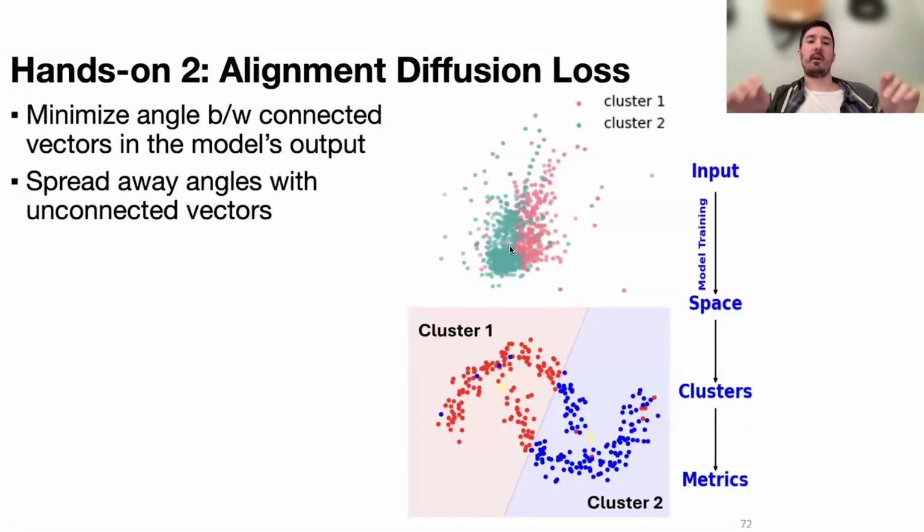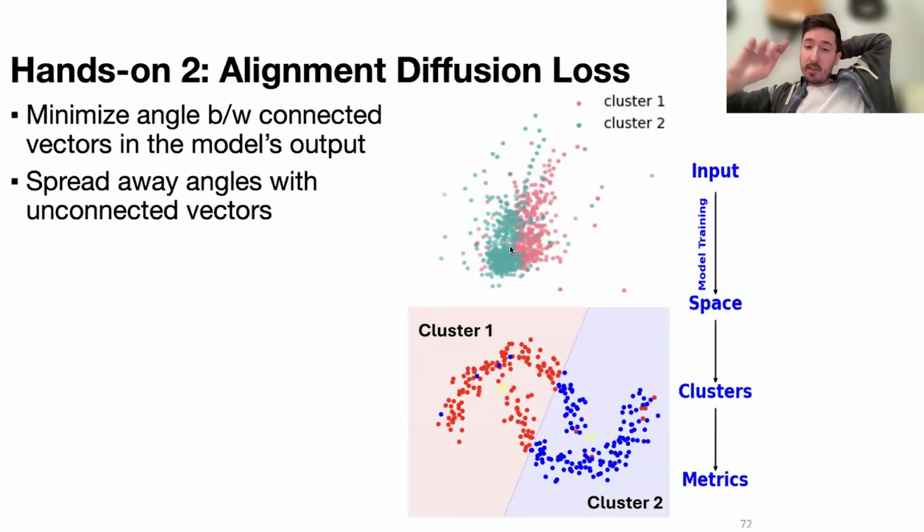So we want something in the loss function where the angle between unconnected vectors is large. We want the loss to be small when connected vectors have a small angle between them, and large when unconnected vectors have a large angle between them, right?